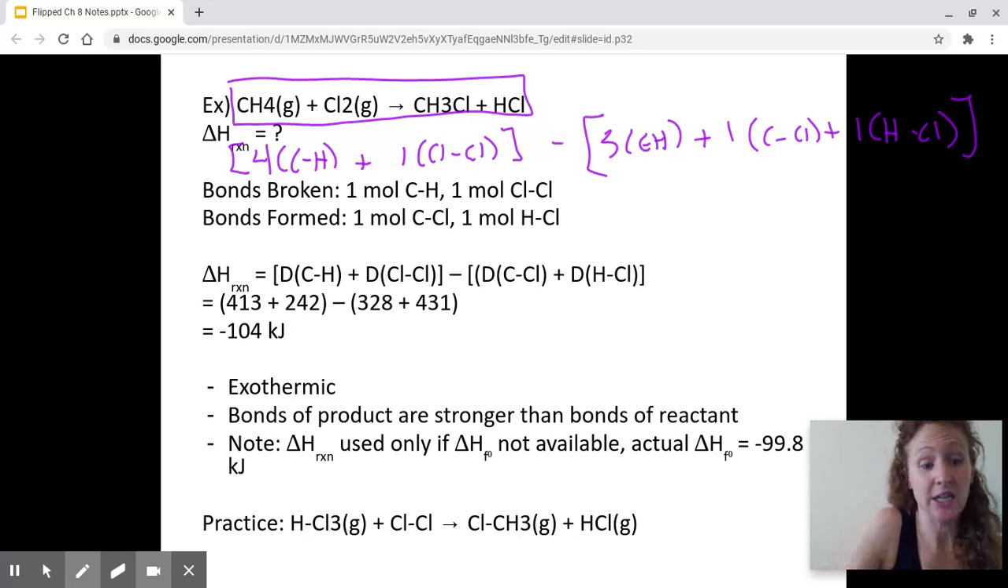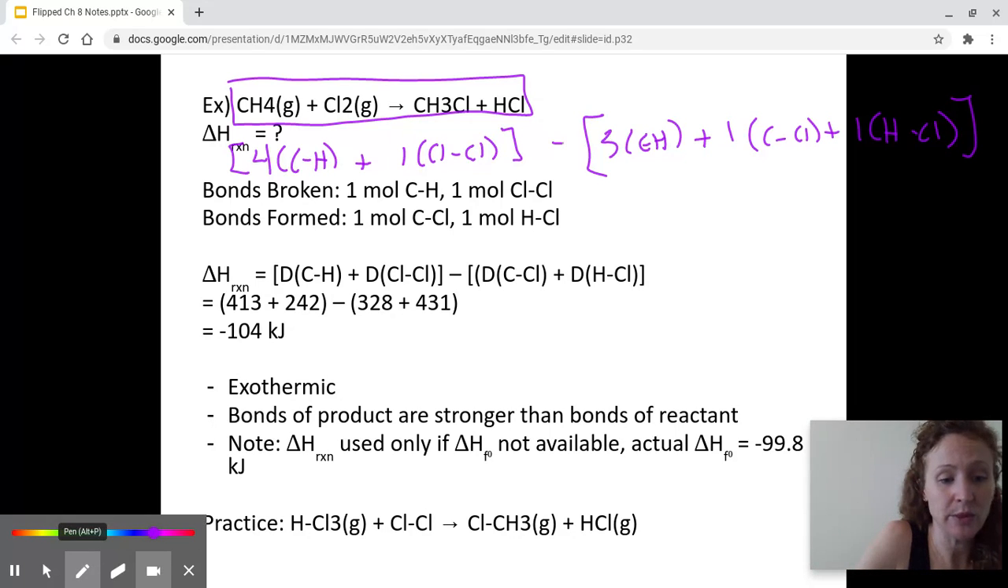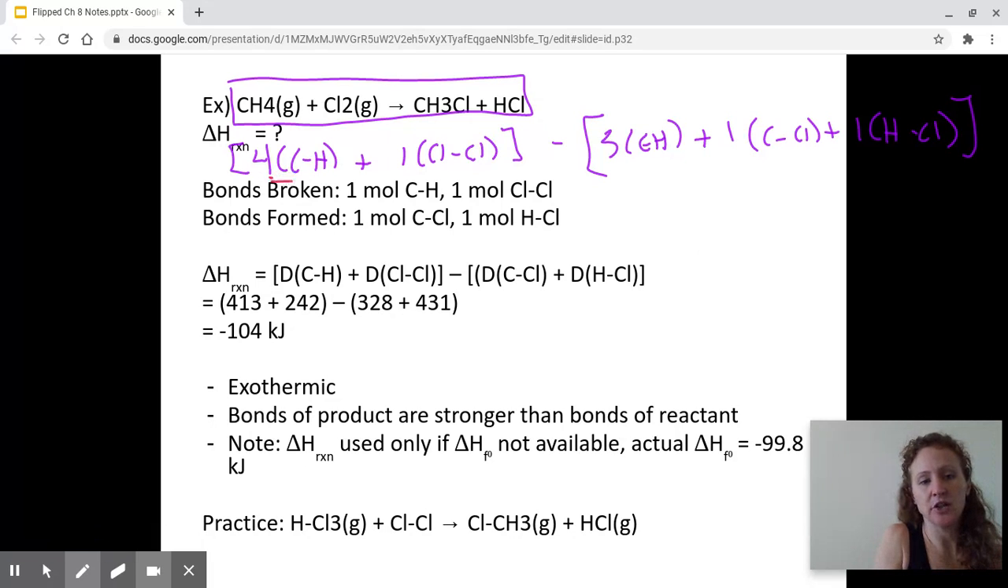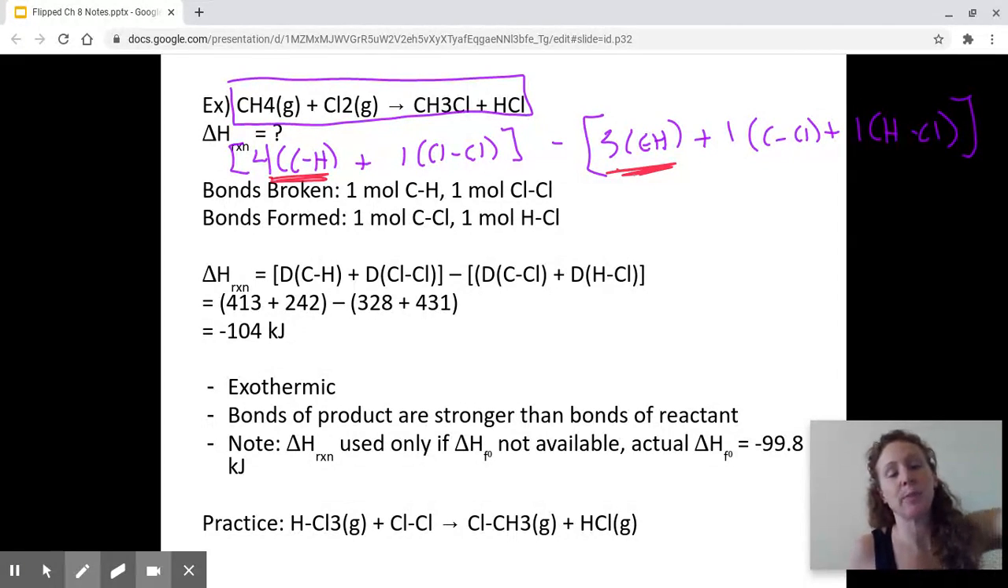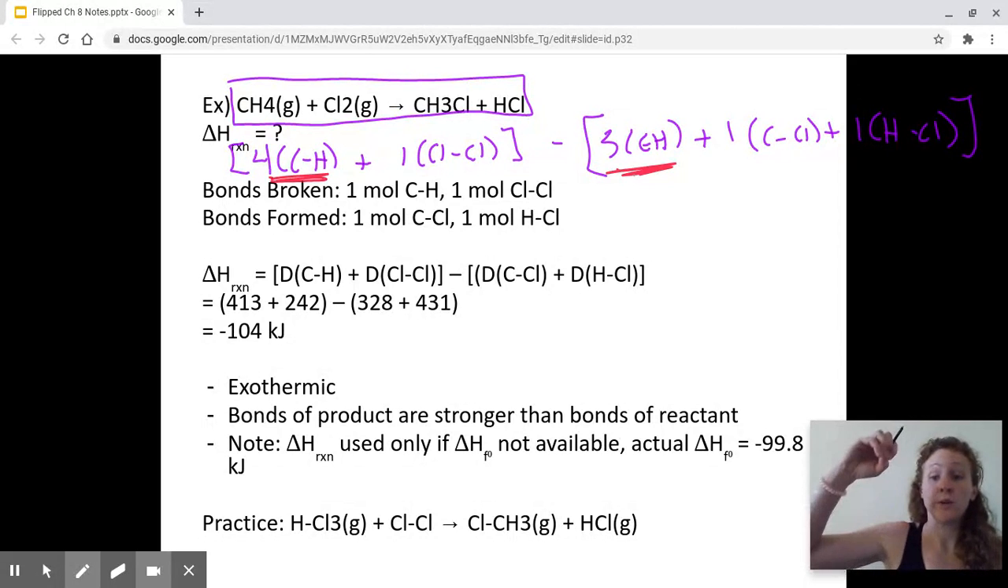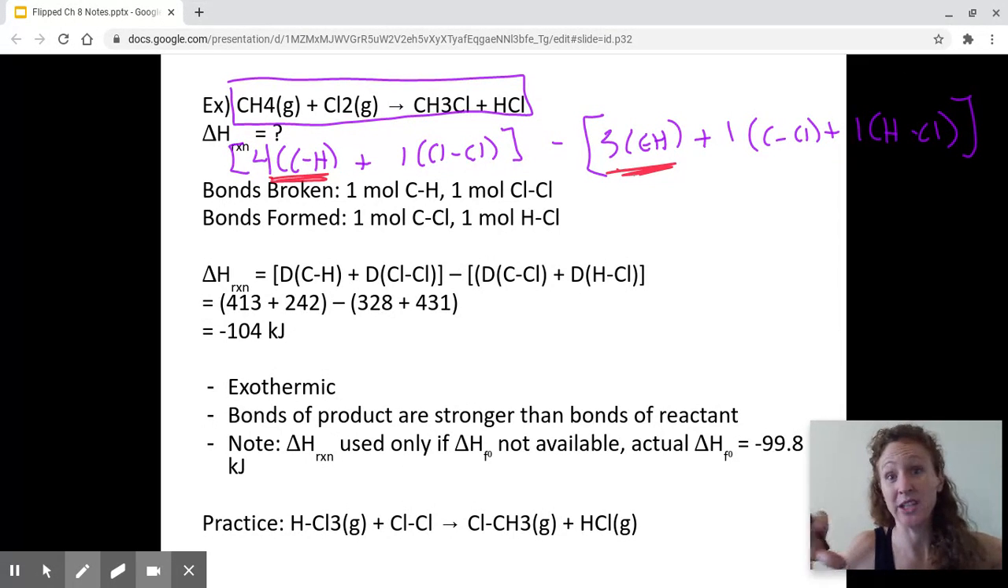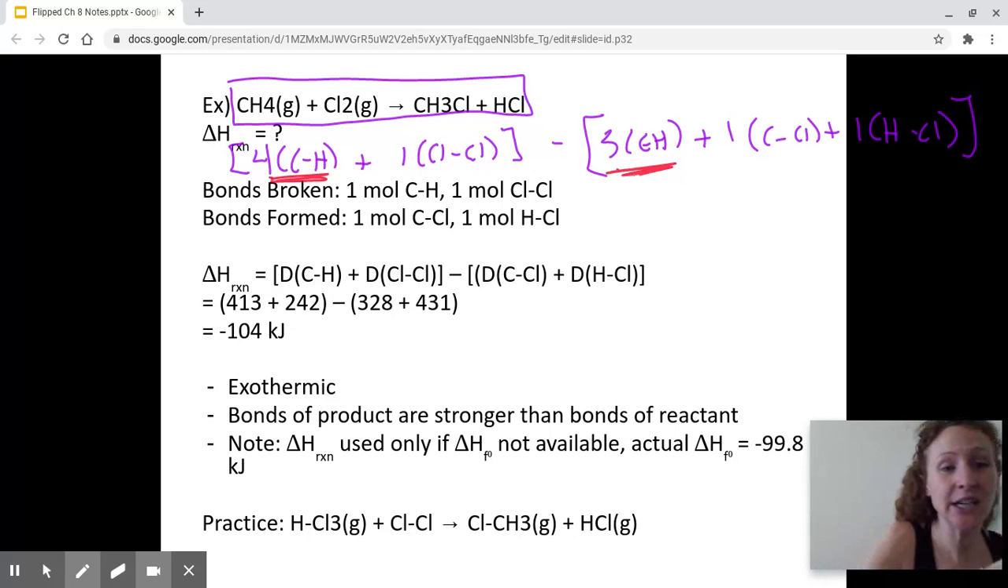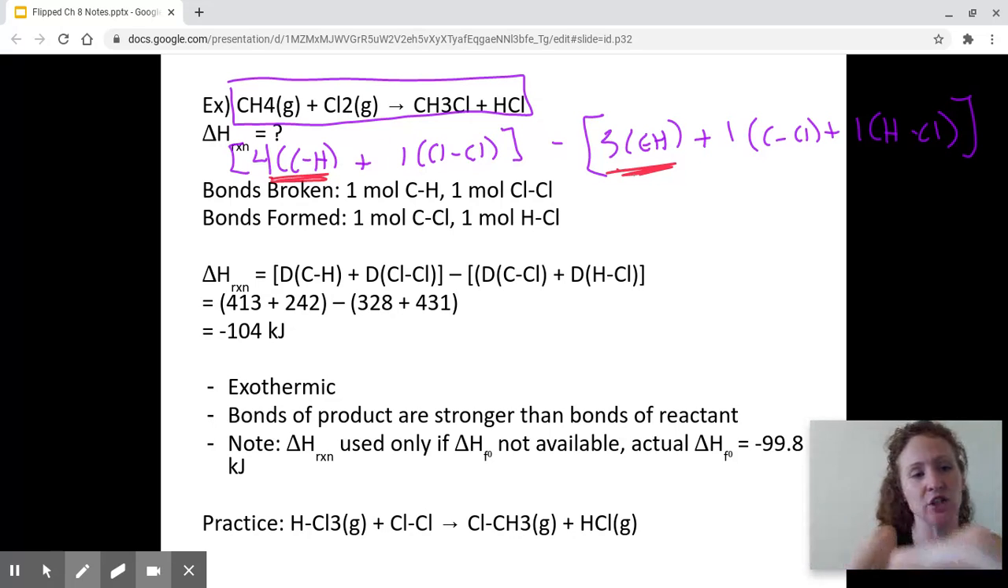Okay, but notice here that you have some repeats. Notice we break 4 carbon hydrogen bonds. You also form 3 carbon hydrogen bonds. So instead of busting apart everything and then reforming everything, what you can do is really evaluate what's going on here and only do the stuff that changes.